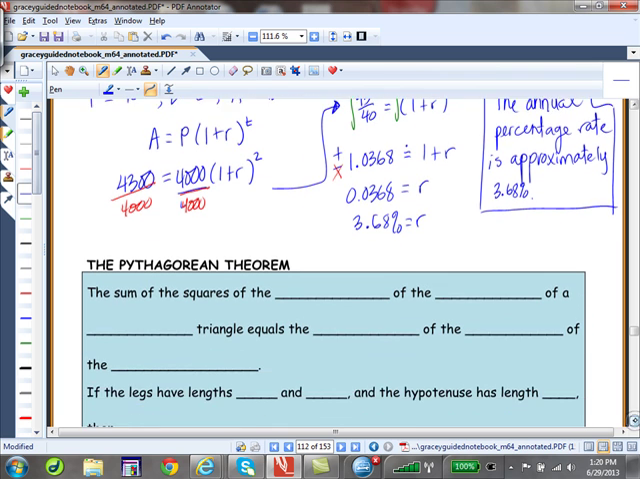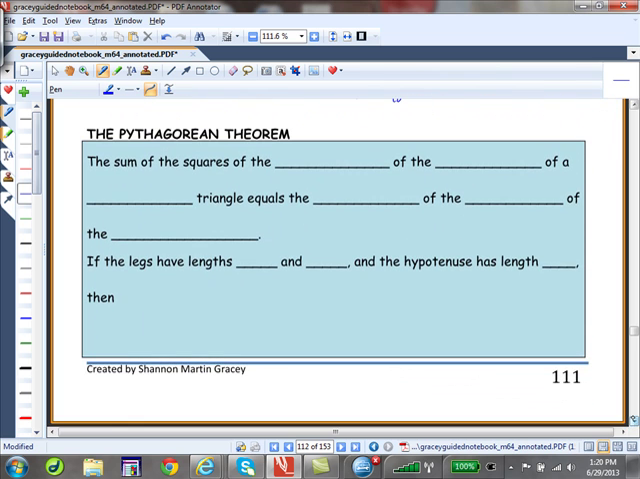The Pythagorean Theorem, you may have seen this before. What you have going on with this guy is you're dealing with a right triangle, so it's got a right angle. Each of these are considered legs, and usually you call them A, B, C. And this length here is the hypotenuse.